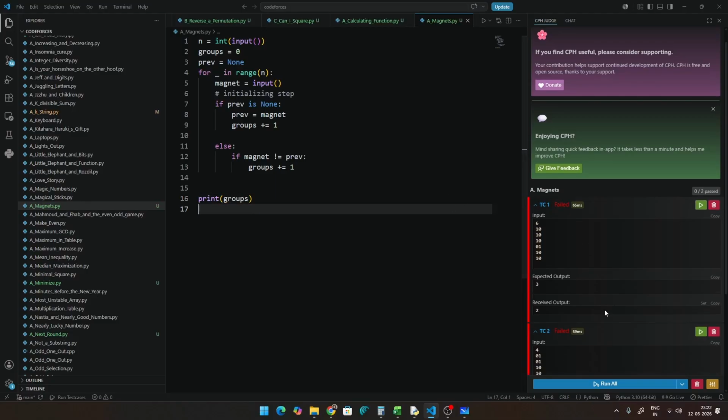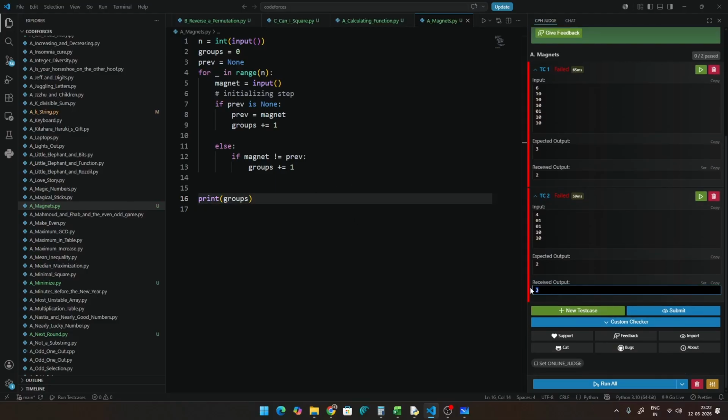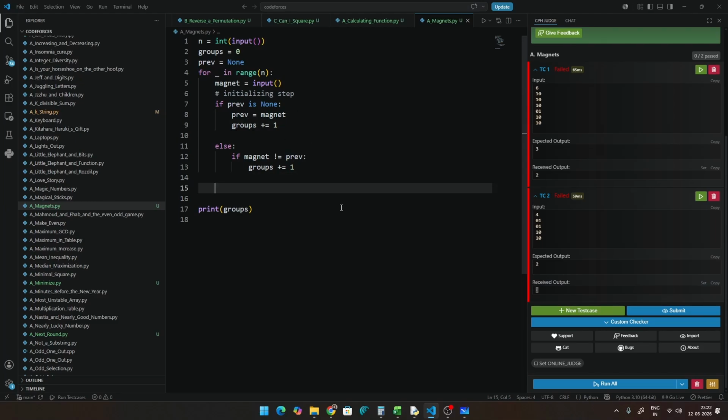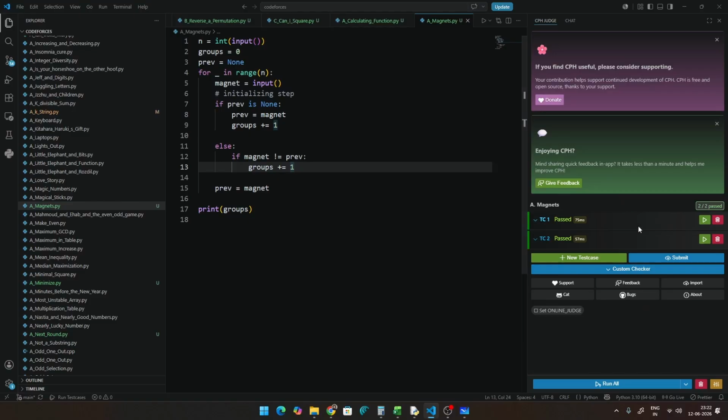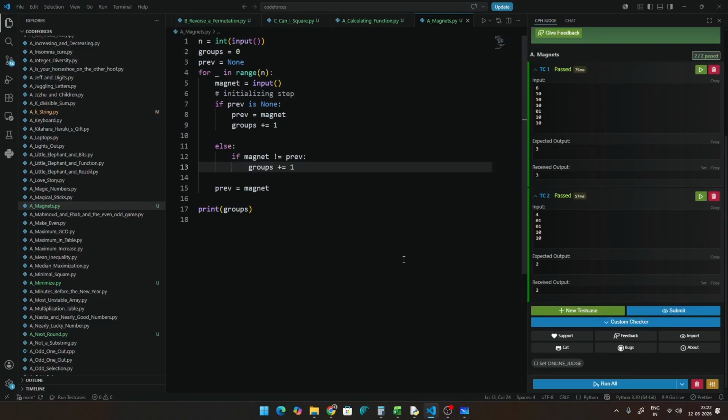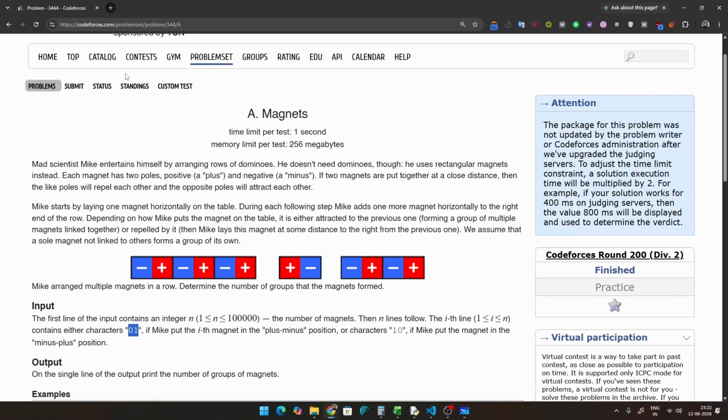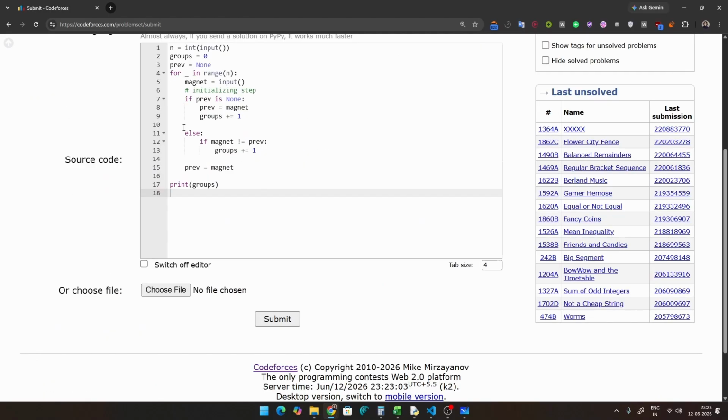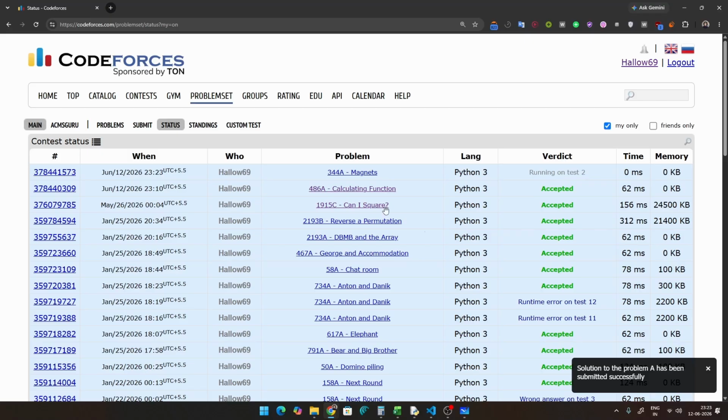And if I run this, okay, we are neglecting one thing here, right? We're not changing the value of previous once the next magnet comes into the picture. So what I'm going to do here is set previous to be the current magnet value. So the next time we go, we know what the new previous is. Now if I run this again, you can see that both test cases have passed. I'm going to copy this and paste it here. Let me go ahead and submit this solution, and you can see that the solution has been accepted.